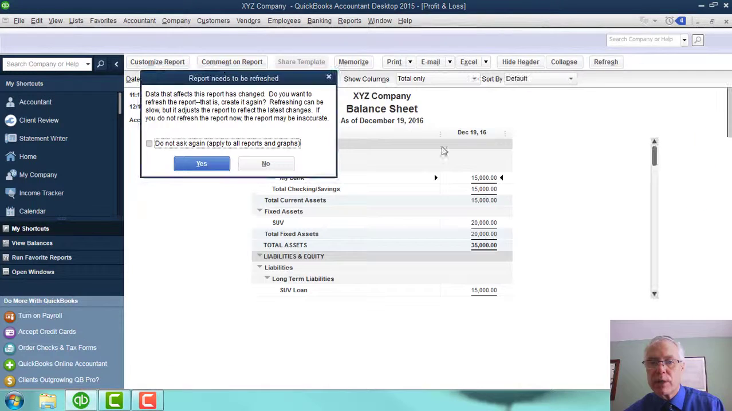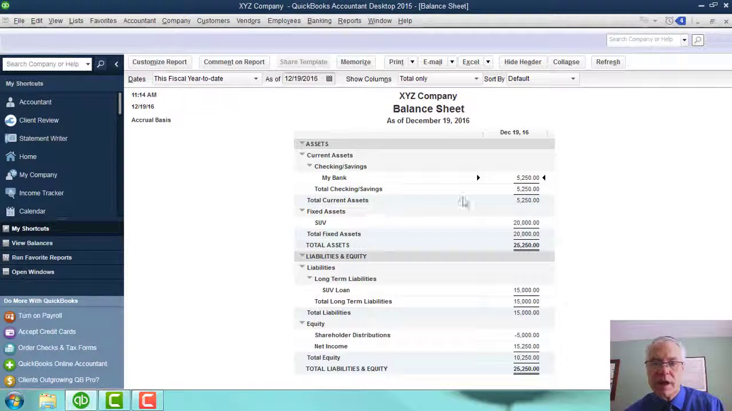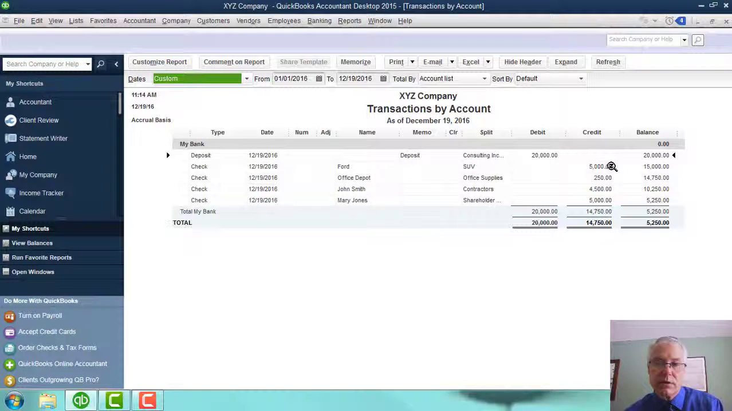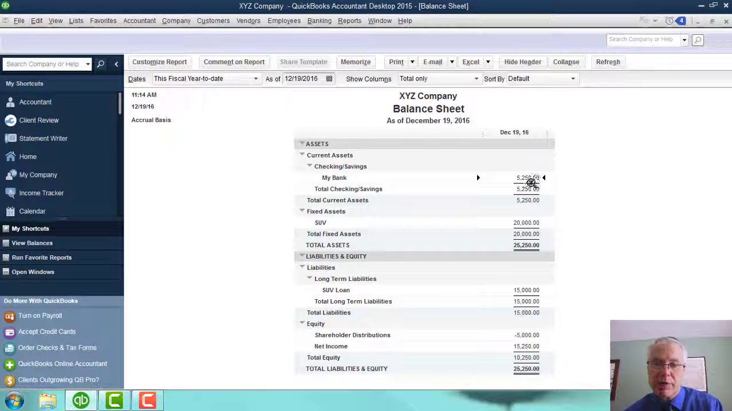So we'll flip over here, we'll look at the balance sheet, and you can see your bank account was originally $20,000, and we spent all this money. So we're now at $5,250. Your SUV is $20,000, your loan. Under the equity section, shareholder distributions of $5,000. Net income is this. The total equity section is now $10,500, and equity and liabilities equal $25,000.